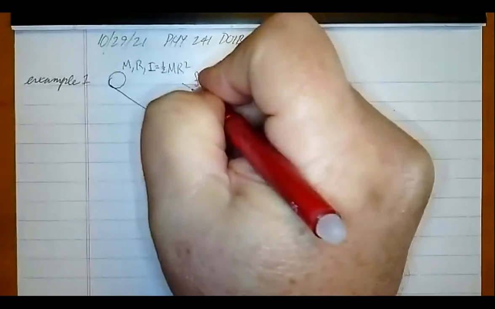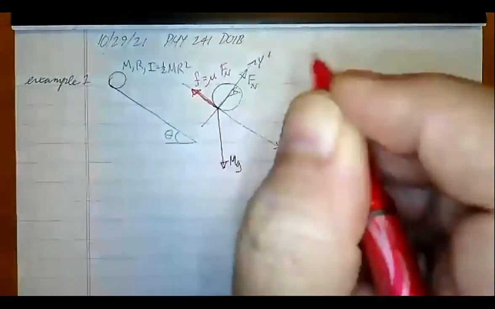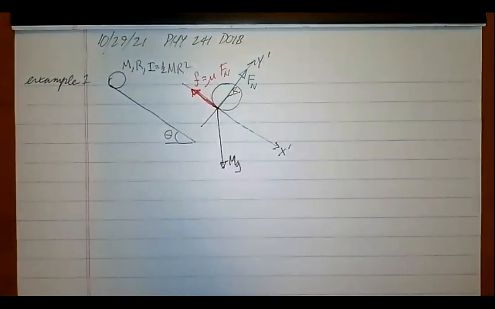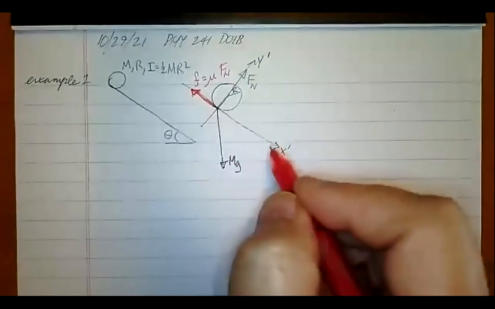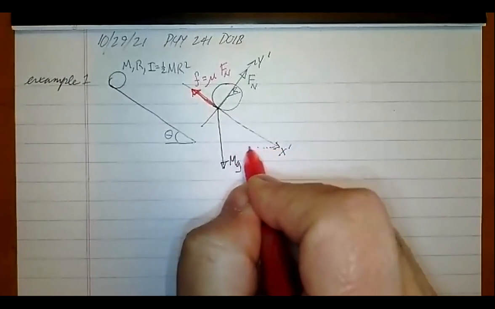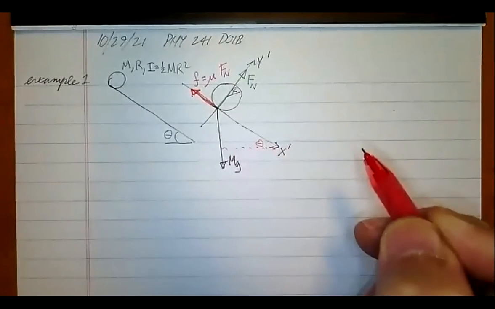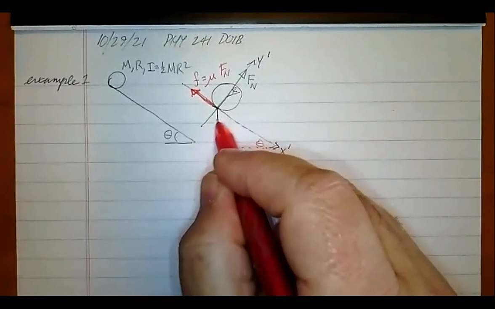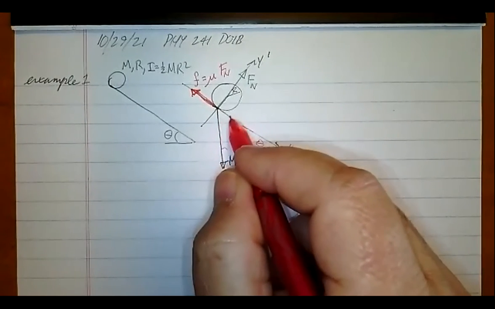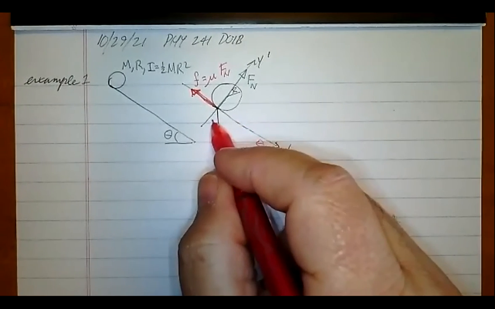Okay, so the friction force is acting that way. Now what we can do is we can convert mg. If we notice this right here, this is the angle theta. Therefore, this angle right here is the angle 90 minus theta. So this angle is theta.